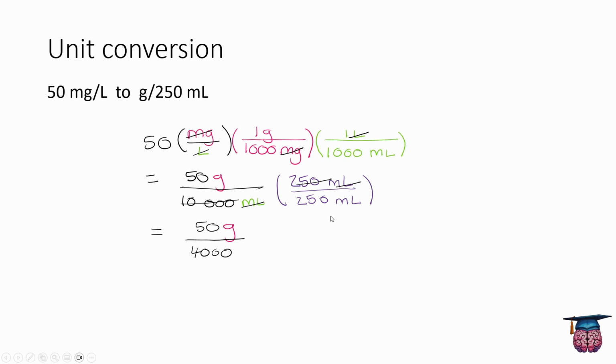And we simply bring down the 1 over 250 milliliters that we have left because we want our final answer to have a per 250 milliliters. Now we simply take our 50 grams divided by 4,000 and we get a value of 0.0125 grams per 250 milliliters. And you can use this method to convert any unit to any unit that is equivalent.